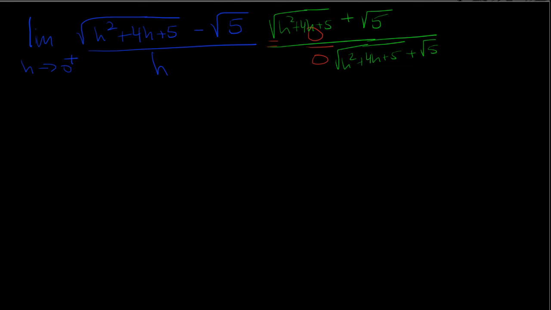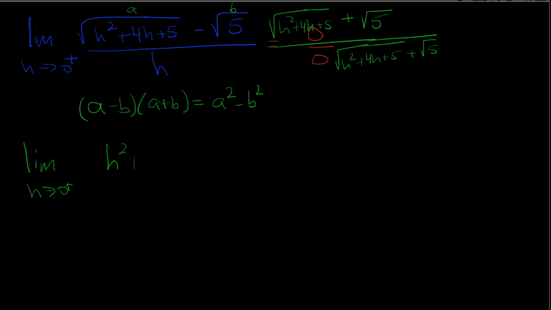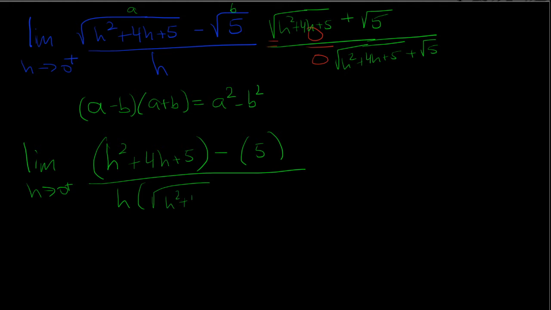So when I do that, at the top I have a situation where it's a minus b times a plus b, and by a difference of two squares, this should be a squared minus b squared. So here a is going to be the square root of h squared plus 4h plus 5, and b is going to be the square root of 5. So this simplifies to h squared plus 4h plus 5 minus 5, all over h times the square root of h squared plus 4h plus 5 plus square root 5.